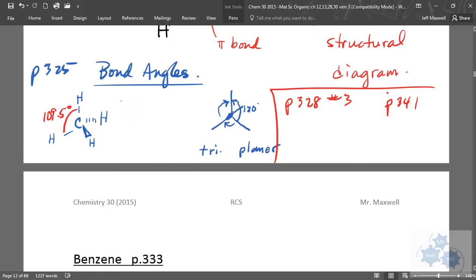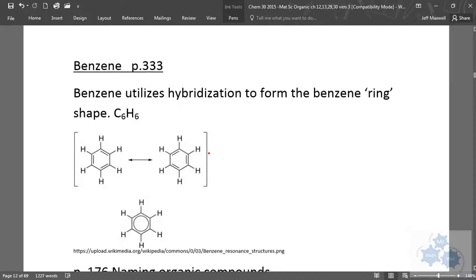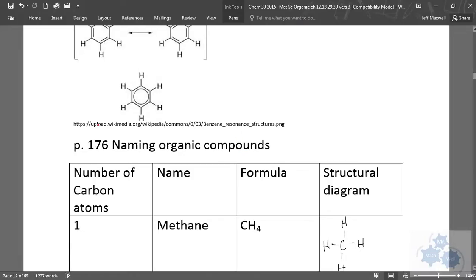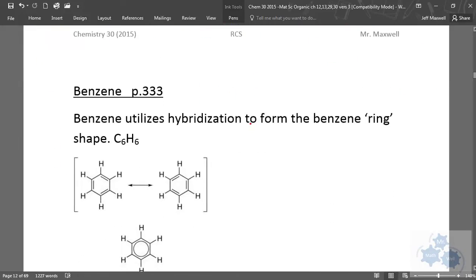Okay, so that's number 3. And then when you're done, because you might be done before the end of class, you have about 10 minutes, I want you to read up on what we're going to be doing next. We're going to take a look at something called benzene on page 333, and then naming organic compounds is next. So do question number 3, and then read about benzene on page 333 for tomorrow.